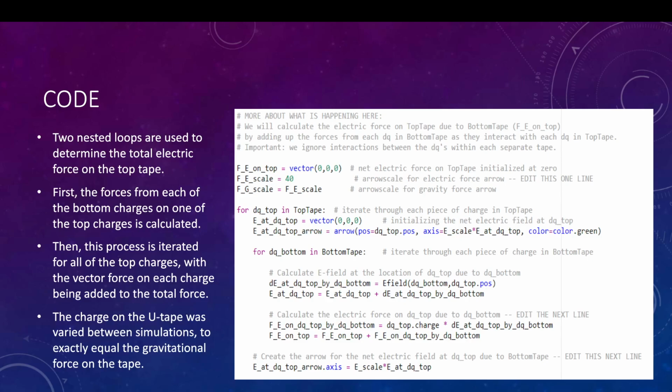In the code, we use two nested for loops to determine the total electric force on the top tape. First, the forces from each of the bottom charges on one of the top charges is calculated. Then, this process is iterated for all of the top charges, with the vector force on each charge being added to the total force. The charge on the U-tape was varied between simulations until it exactly equaled the gravitational force on the tape.